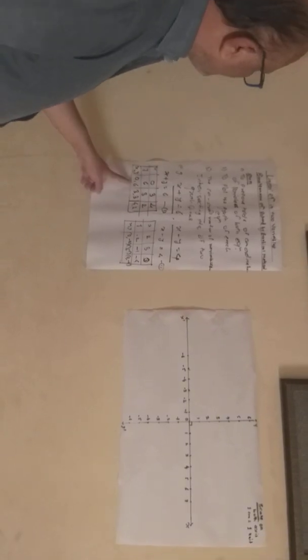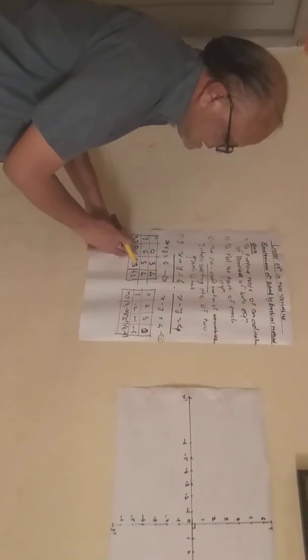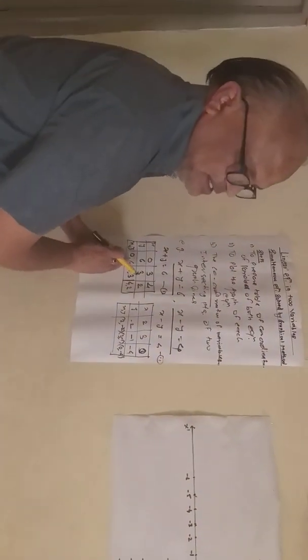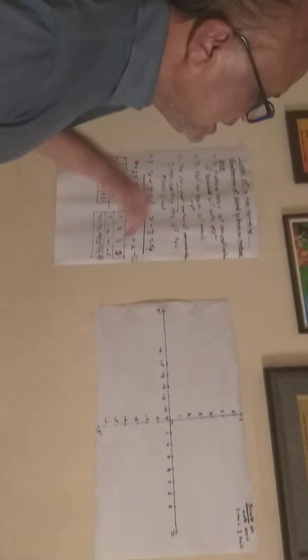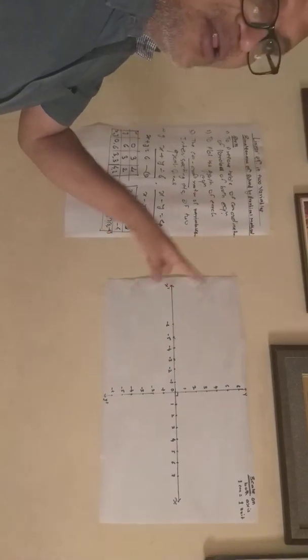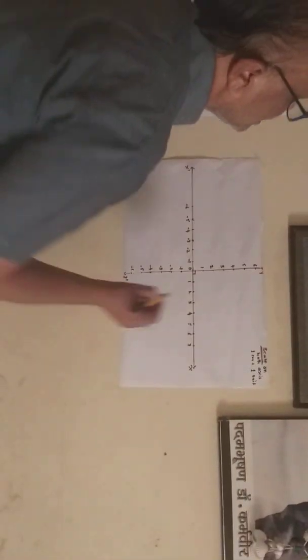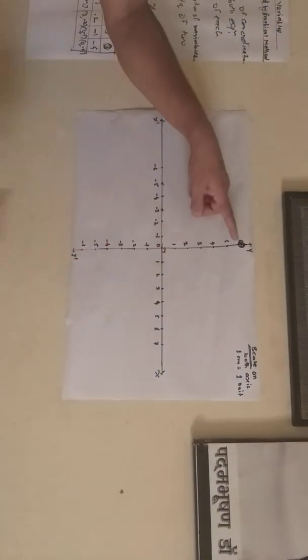The first pair of coordinates is 0 and 6. Here 0 is the x coordinate and 6 is the y coordinate. That's why this point is located on the y axis. Here the coordinate of x is 0 and the coordinate of y is 6.